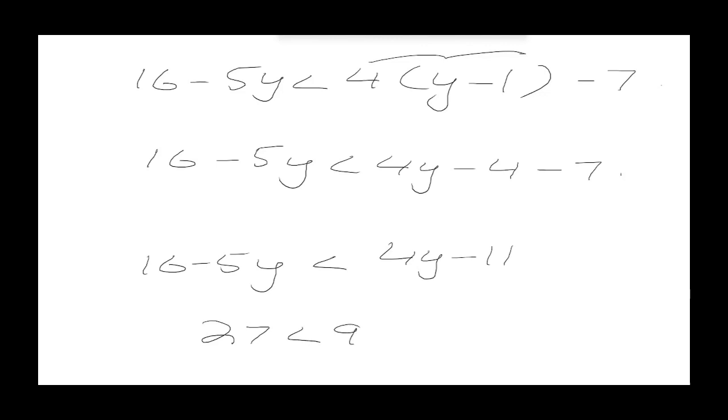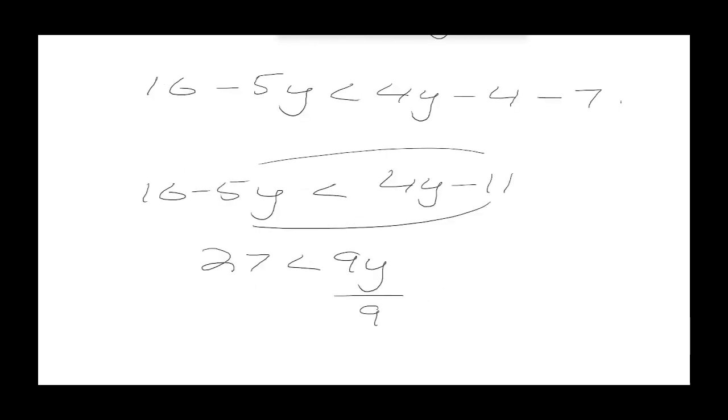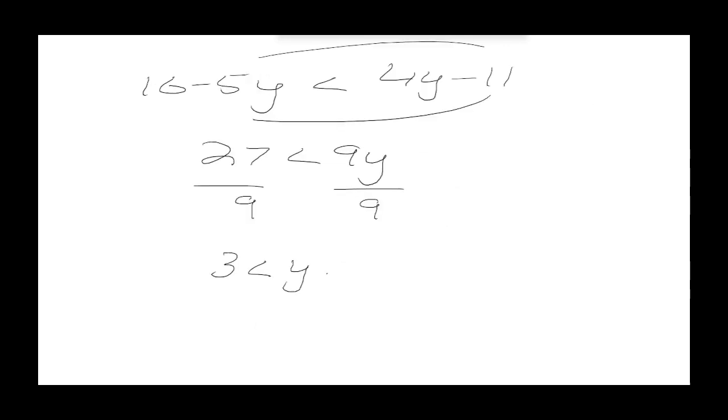27 is less than 9y. Why? Because minus 5y went to the right and minus 11 went to the left. So I just simplified it, I missed just one step. Okay, so 27 is less than 9y. 9 will be divided on both sides. And we know that 3 is less than y. Okay, so this is our answer. But 3 is less than y, we can also write this as y is greater than 3.